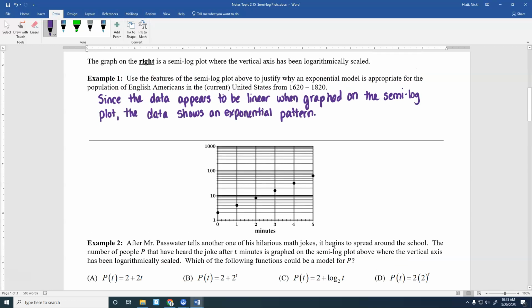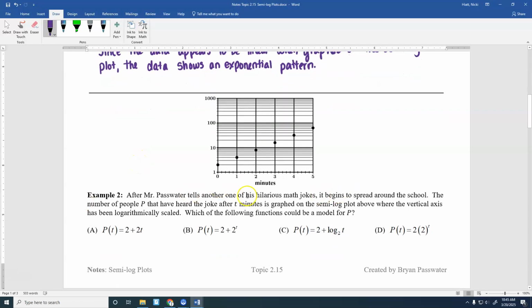Okay, so if the data looks linear on a semi-log plot, then it should be exponential on a regular plot. So if we look at the next example that he's given us, Mr. Passwater, he tells hilarious math jokes apparently. The math joke begins to spread around the school. The number of people that have heard the joke after t minutes is graphed on the semi-log plot above, where the vertical axis has been logarithmically scaled. Which of the following functions could be a model for p?